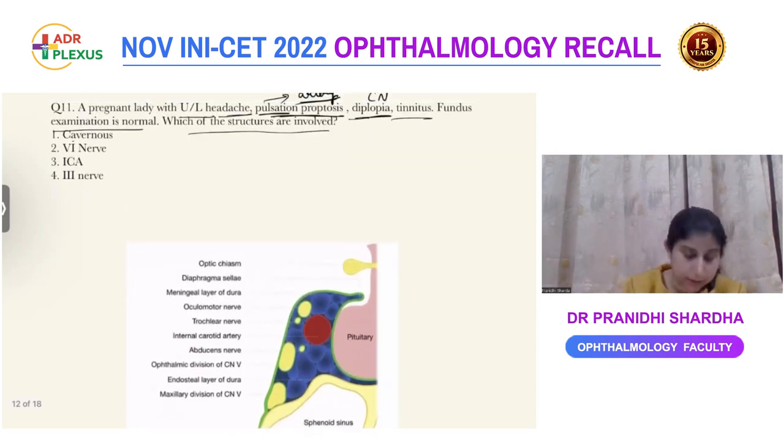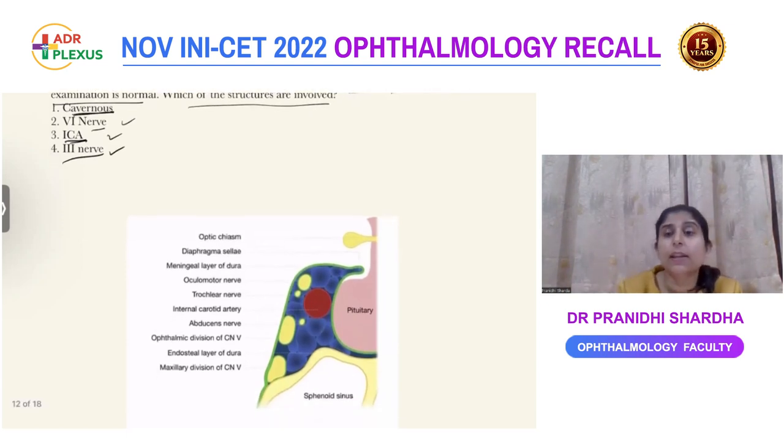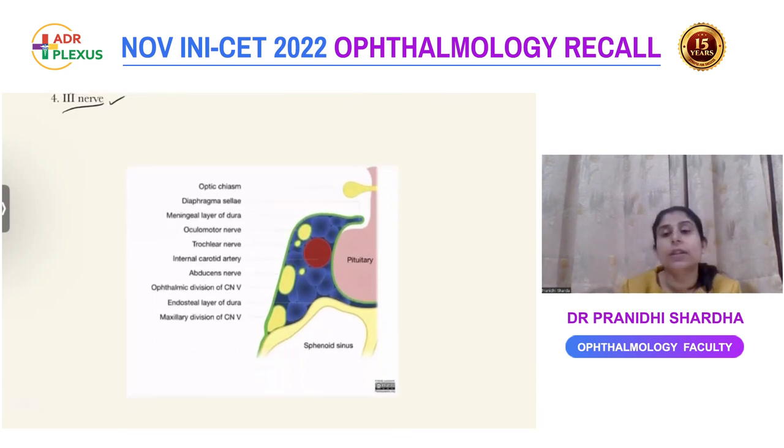Cavernous sinus, sixth nerve, internal carotid artery, third nerve. Internal carotid artery involved is true, because pulsatile proptosis is there. Diplopia is there, and diplopia occurs due to involvement of cranial nerves. The third nerve has to be involved, the fourth nerve, the sixth nerve. The third, fourth and sixth are the cranial nerves which can cause diplopia in a patient. So these are also right options. The internal carotid artery, sixth nerve and third nerve are all part of the cavernous sinus, present in the cavernous sinus. So the cavernous sinus is also involved.